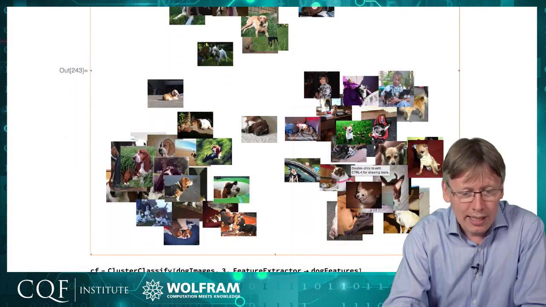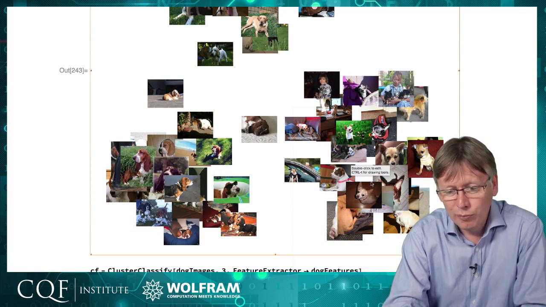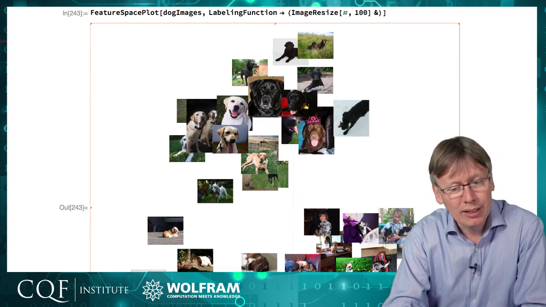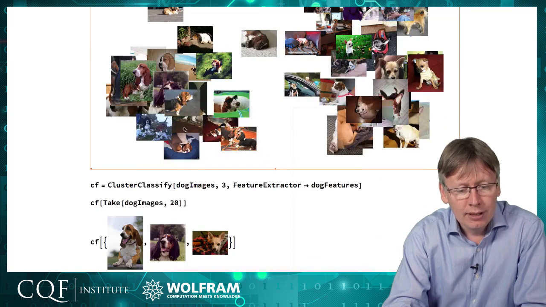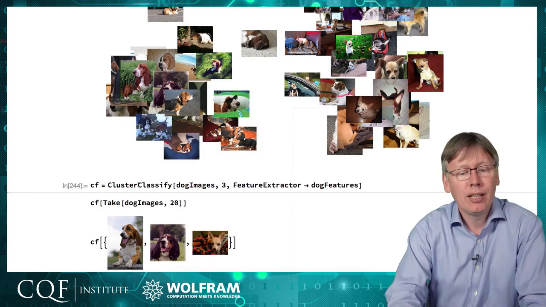We can see in the bottom left corner, we seem to have most of the hounds. So we've got some basset hounds down here in the bottom left corner. Bottom right, all the chihuahuas have grouped together. And at the top, we've got all of the Labradors. And you can even see that the black Labradors are being separated out slightly on the right-hand side from the golden Labradors on the left-hand side. So this is what a cluster classifier is doing, but in a much richer high-dimensional space.